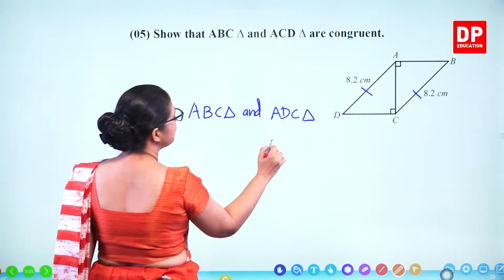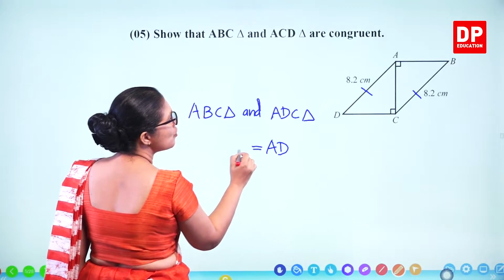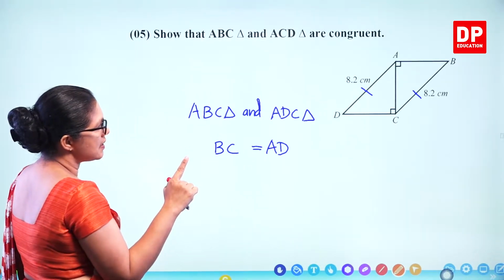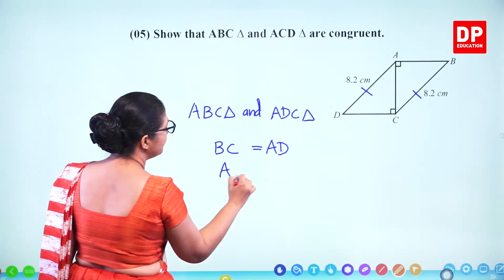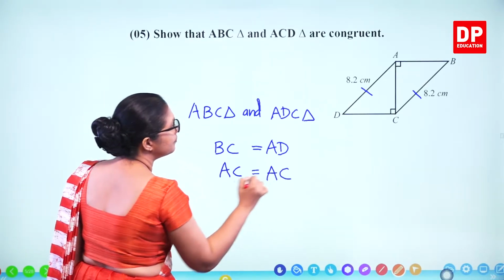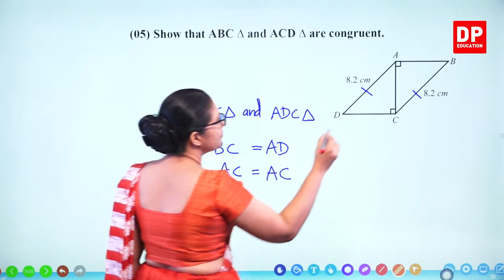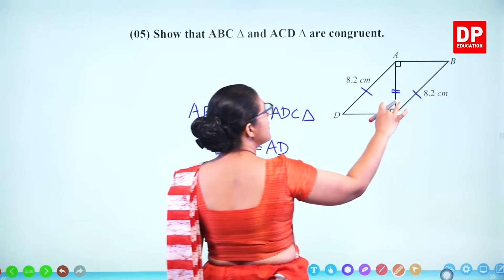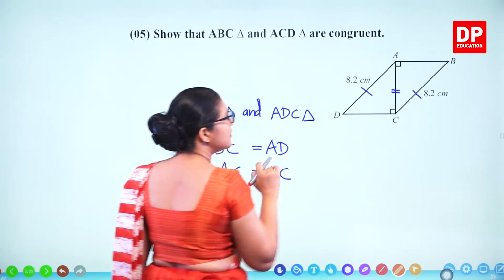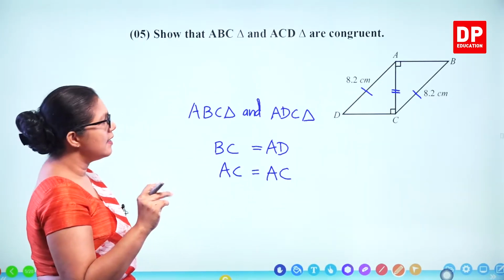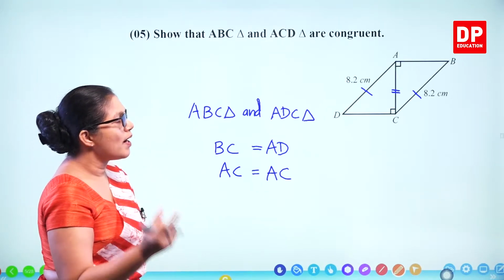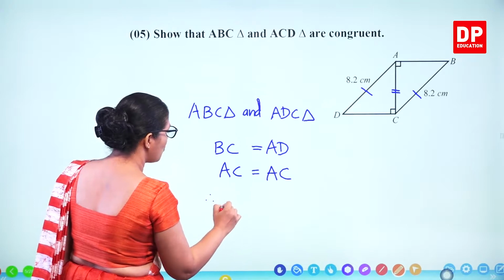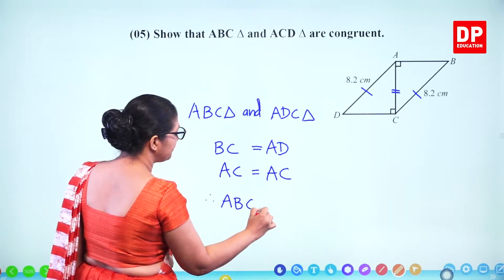AD is equal to BC because it's given, 8.2 centimeters. And AC is common. This is common. This is also a right angle triangle. Both are right angle triangles. Hypotenuse and one side equal. So what's the situation? So these two are congruent.